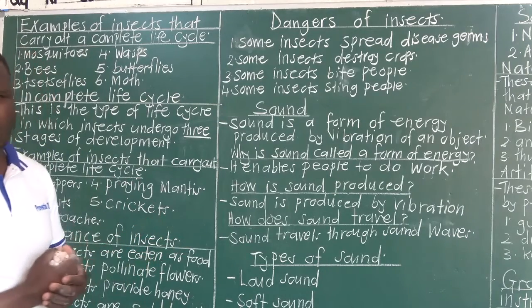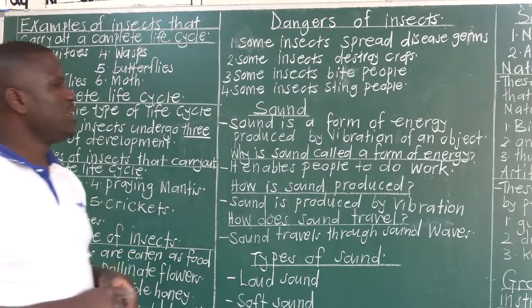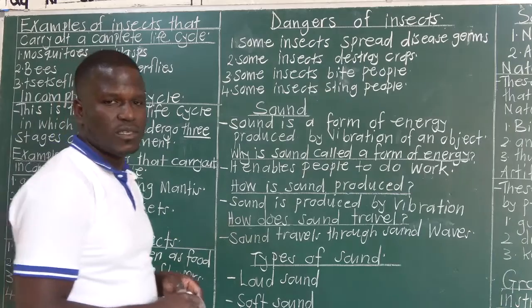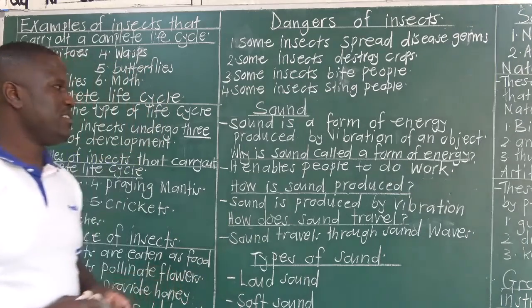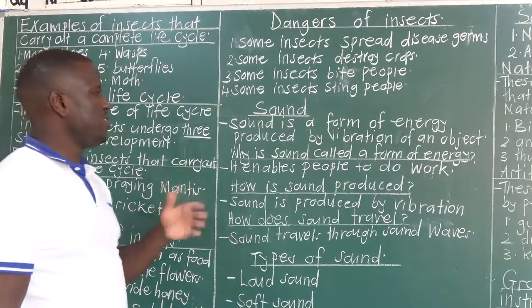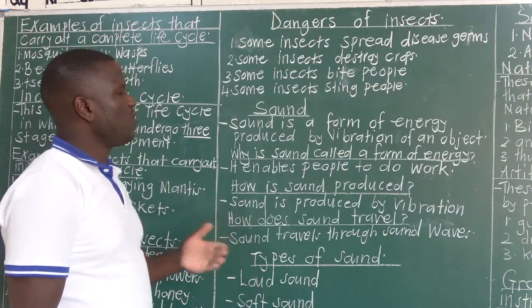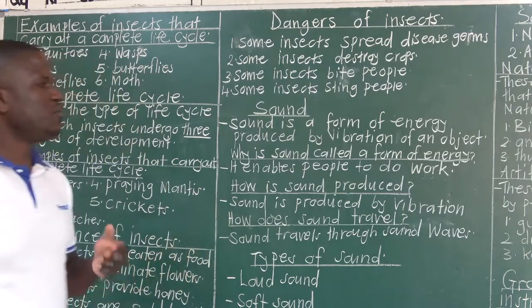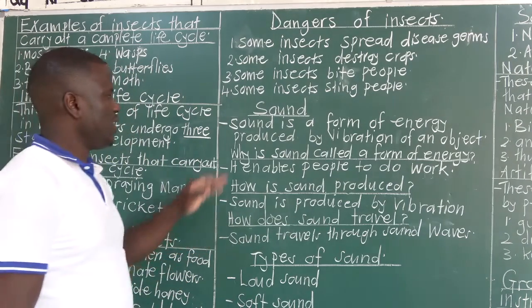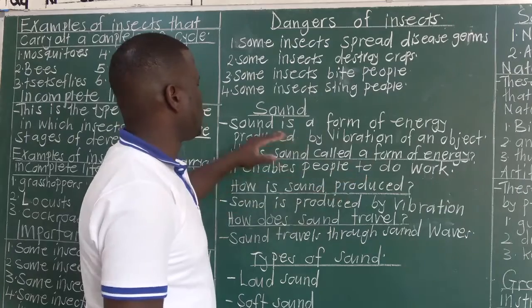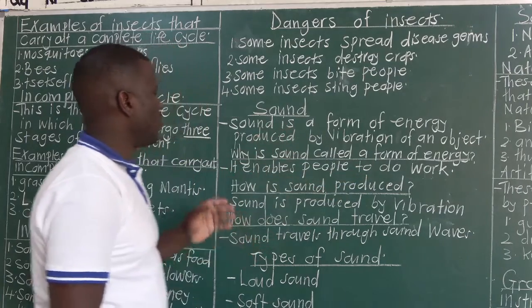We go to the second topic in primary 6, term 1, and that topic is called sound. The new topic we are going to look at is called sound. What is sound? Sound is a form of energy produced by vibration of an object.